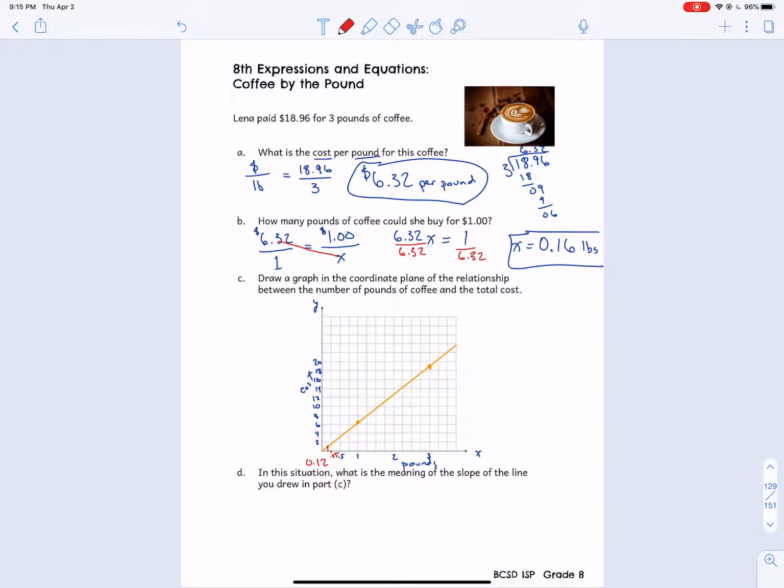All right, and the last part. What is the meaning of the slope? Okay, the meaning of the slope is our rate, and that is what they asked in the first question. What is the cost per pound? So the slope represents the cost per pound for the coffee. Okay, and that's it.